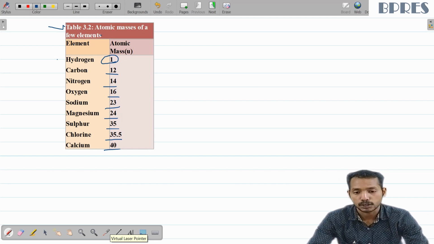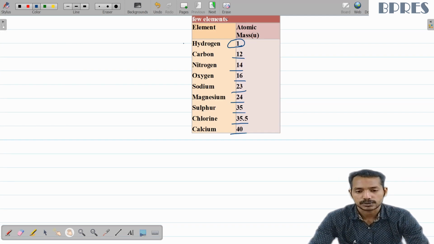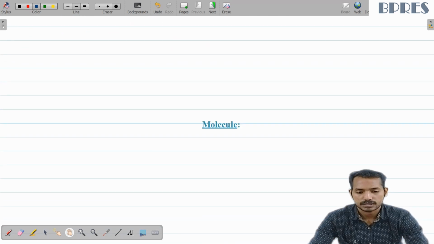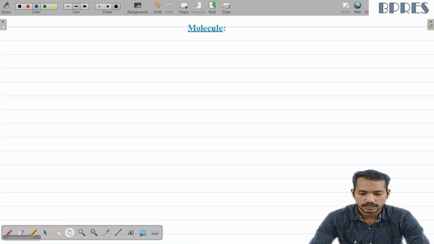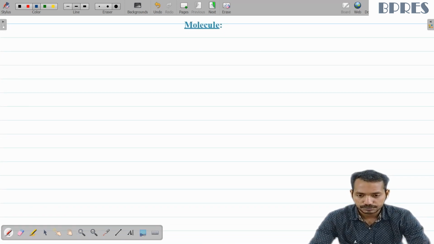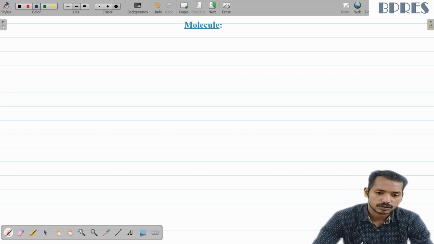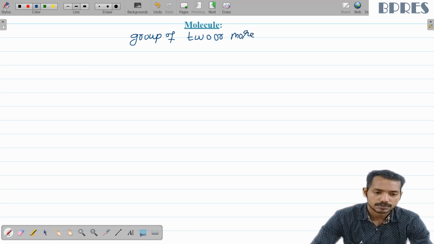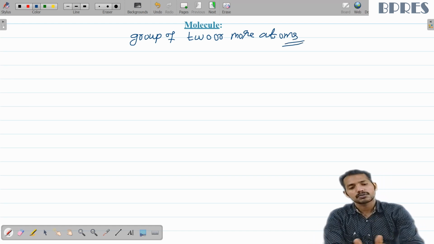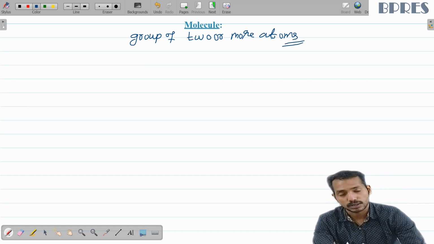Then the next topic we are going to see is the atomic mass of a molecule. So what is a molecule? We are going to discuss molecules. A molecule is a group of two or more atoms. A group of two or more atoms is called a molecule.